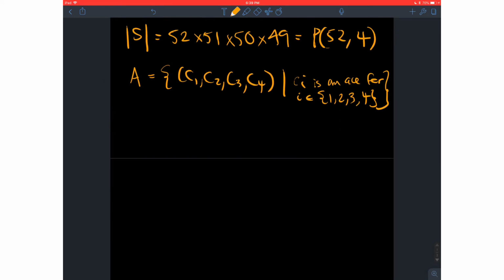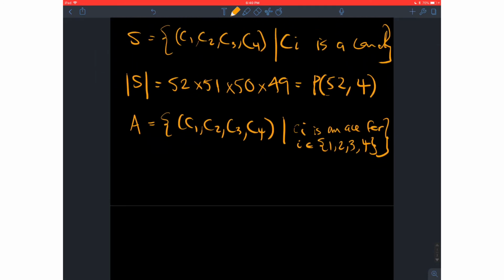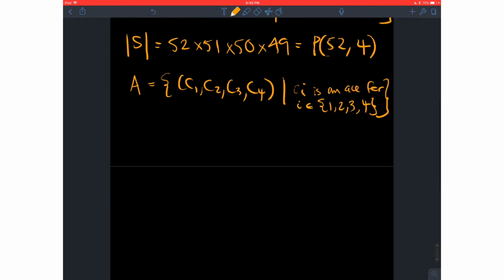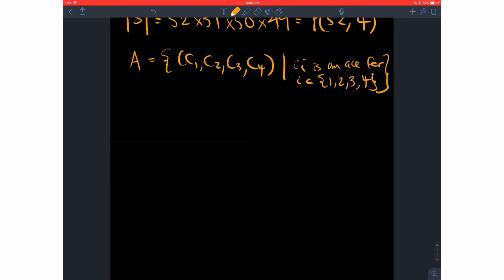Okay, so the condition here is that they're all aces, okay? But we haven't said what order the aces come in. It could be the ace of clubs first or the ace of diamonds first. Since the way that we're doing it has an order to it, because we're drawing the cards one at a time, we can think of it as having an order. And so we're going to have to calculate the number of permutations.